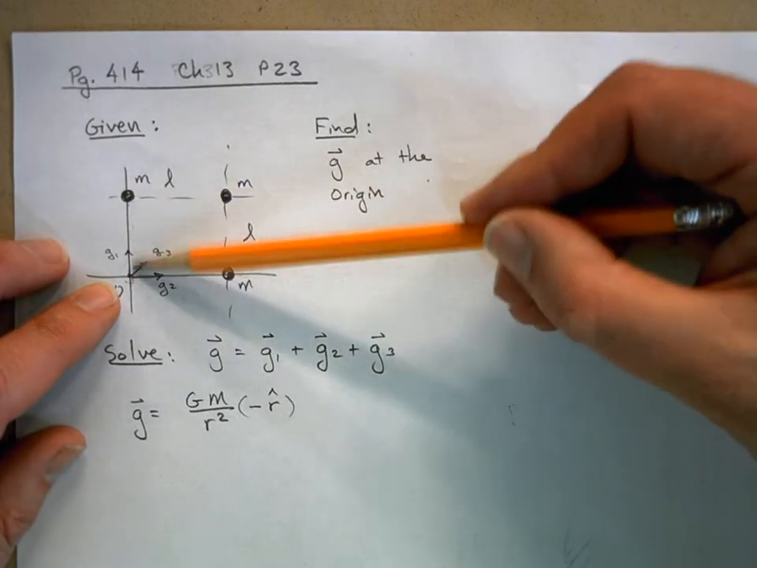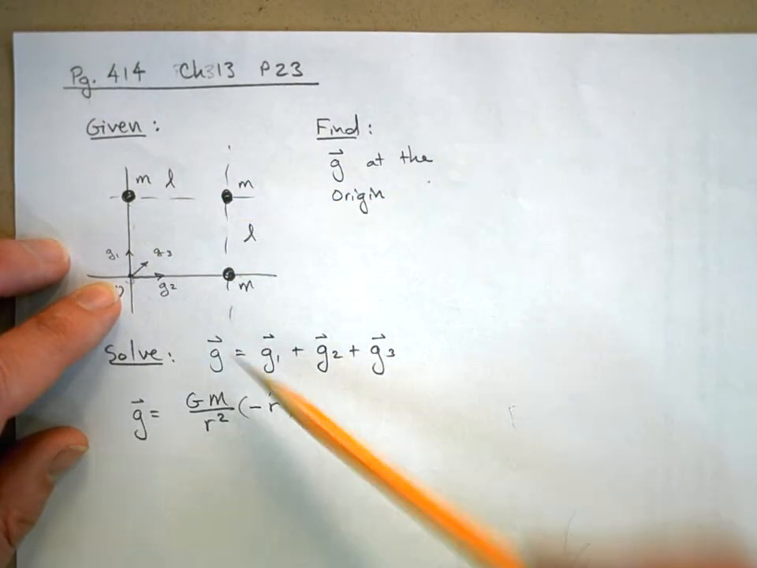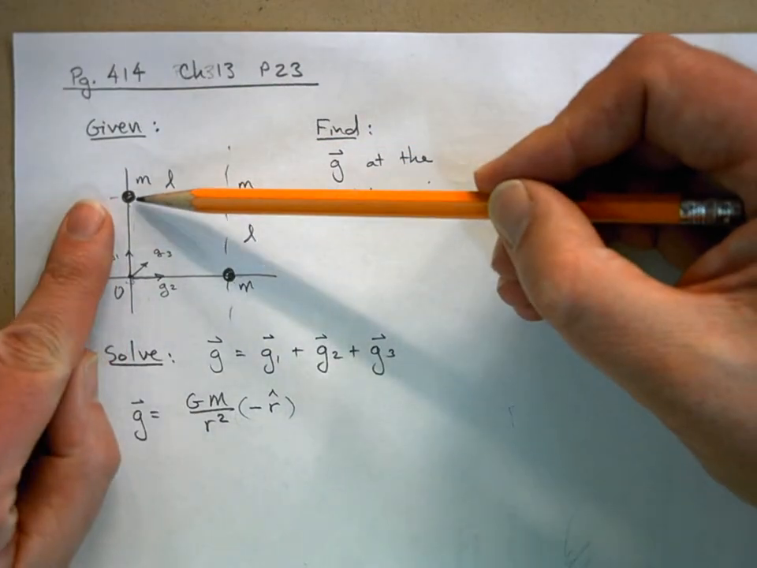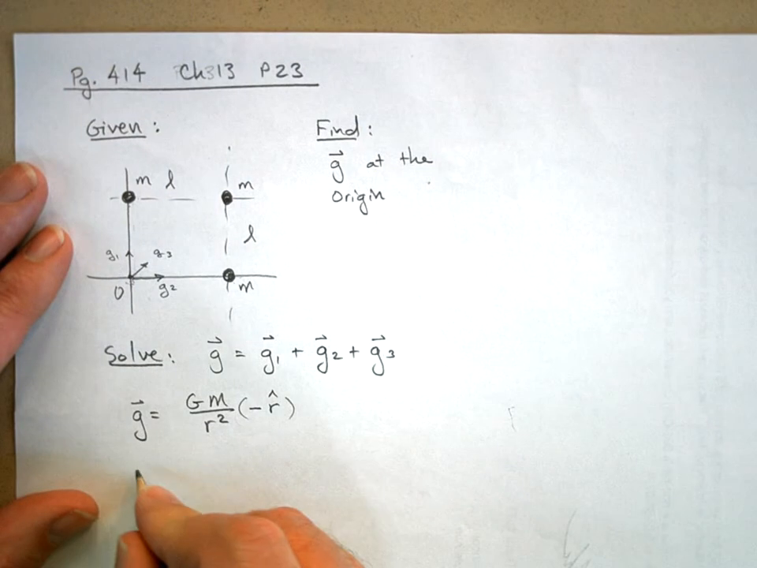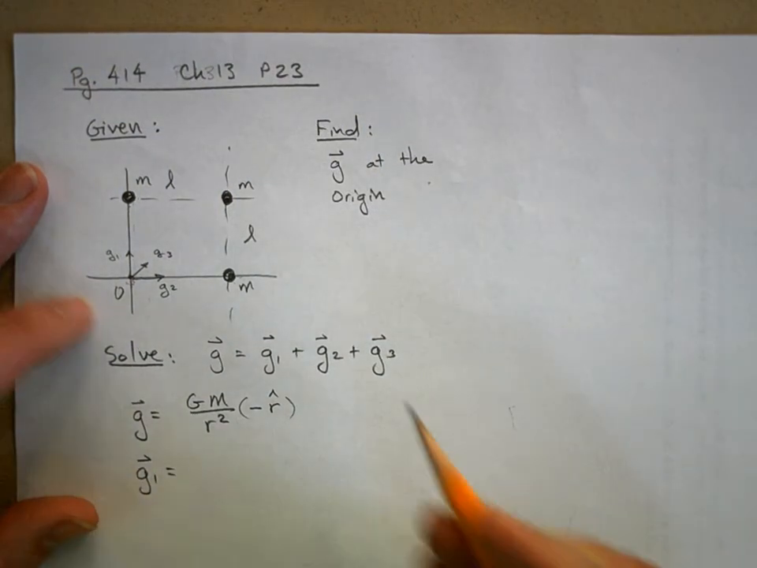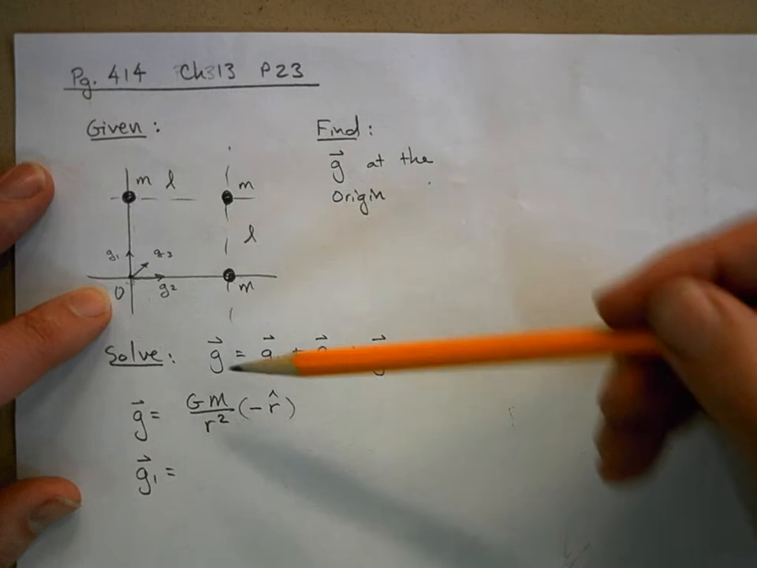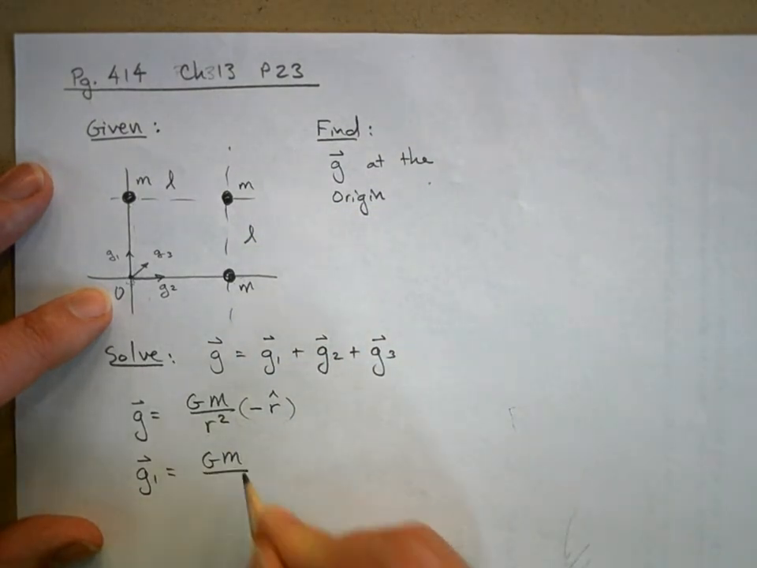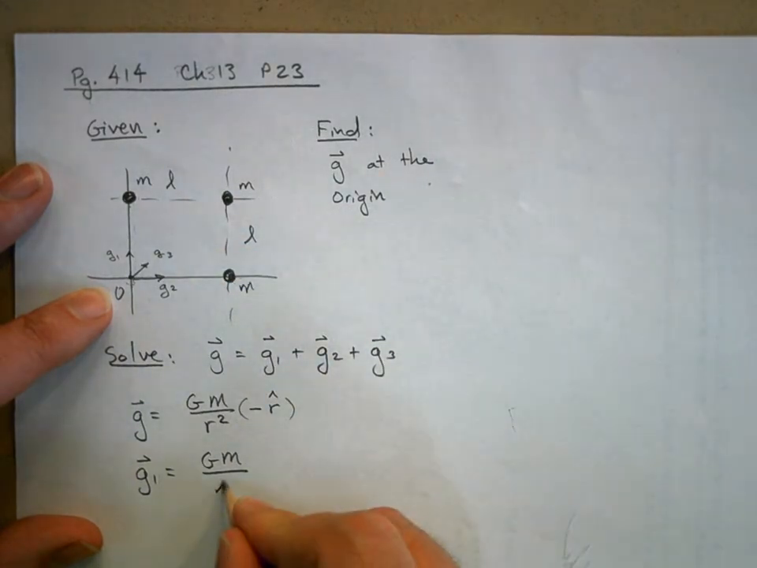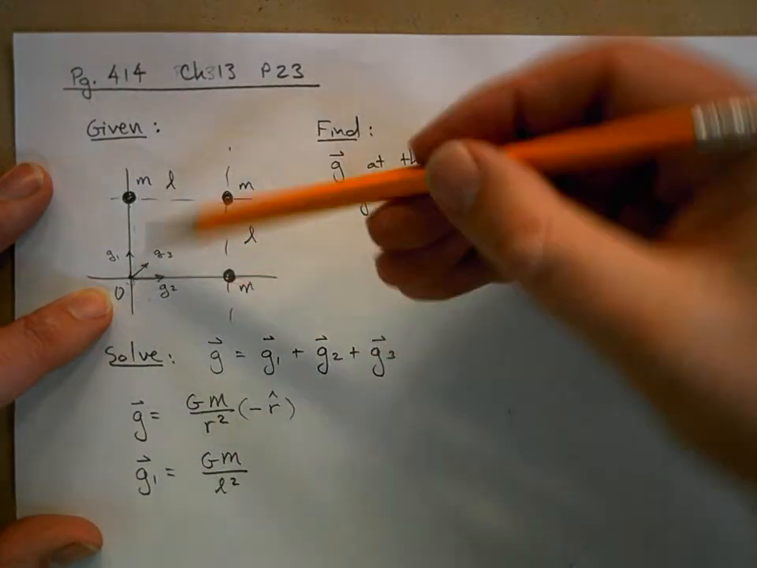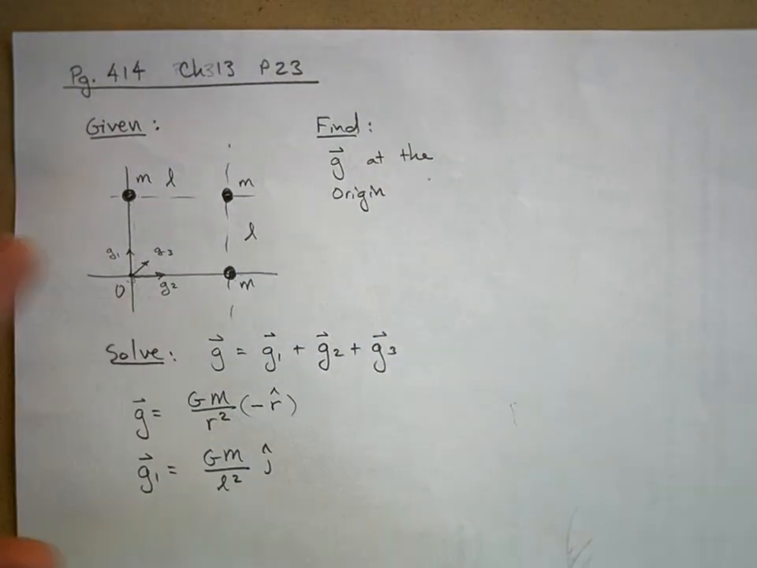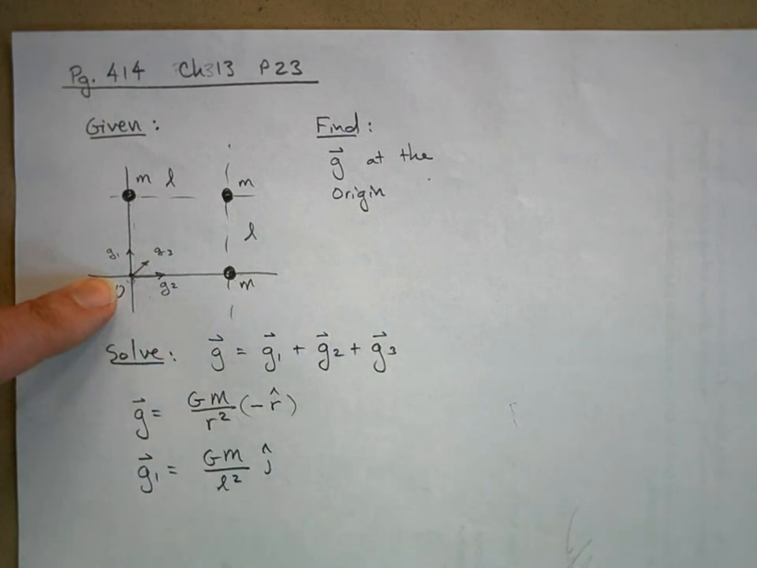So for the direction, you just do it by inspection. This mass right here is trying to pull this guy in. That's in the j hat direction. So let's take a look at G1. In terms of what's given, you have Gm over, and then r squared is just L, so it's going to be L squared. And what direction is it in? Well, it's going to pull you up, and we'll call that the positive j hat direction. It would pull a test mass up. Does that make sense?